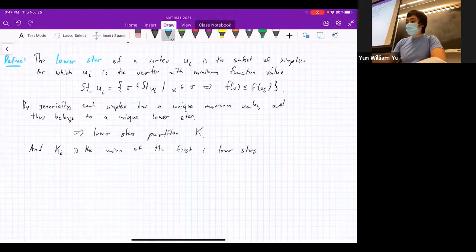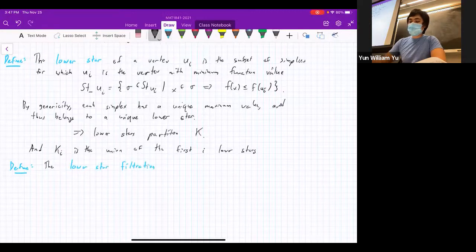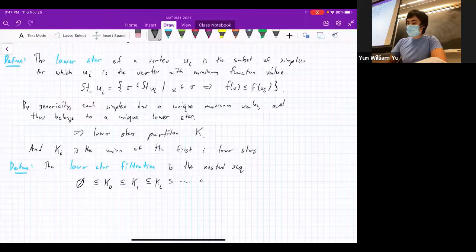Okay, so now that we've defined all this, we can define the lower star filtration. The lower star filtration is the nested sequence of complexes: the empty set is contained in K0, is contained in K1, is contained in K2, and so on, up to Kn, which is just equal to K.